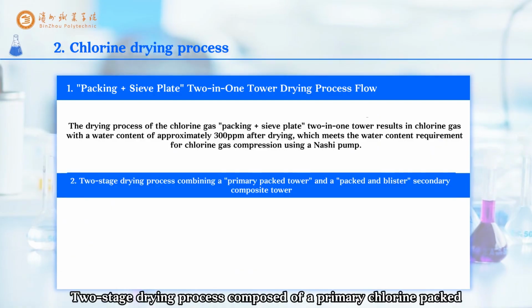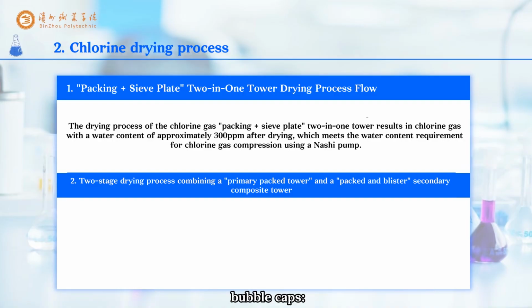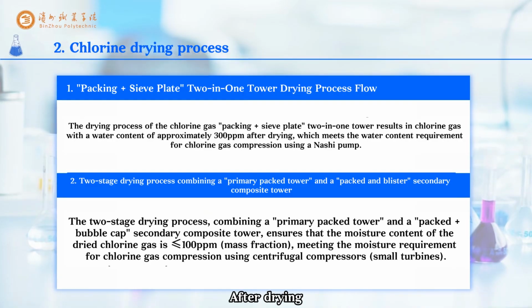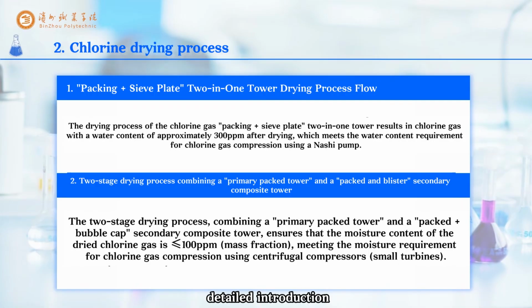The other is a two-stage drying process, composed of a primary chlorine packed tower and a secondary composite tower with packing and bubble caps. After drying, the chlorine water content is around 100 ppm, which can meet the water content requirements of chlorine compression using a centrifugal compressor, i.e. a small turbine. The following mainly focuses on the first process flow for detailed introduction.